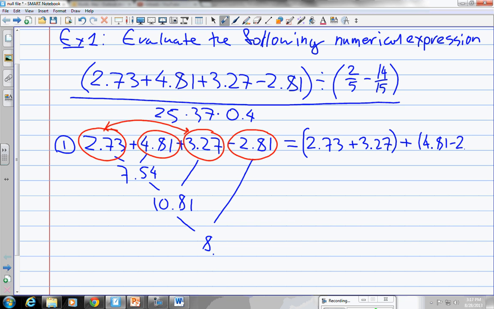4.81 minus 2.81. Right? Because if I do that, 2 plus 3 is 5. 0.73 plus 0.27 is just 1. So I get 6. And this difference, the .81 is just going to go away, then 4 minus 2 is 2. Right? So that's 8.